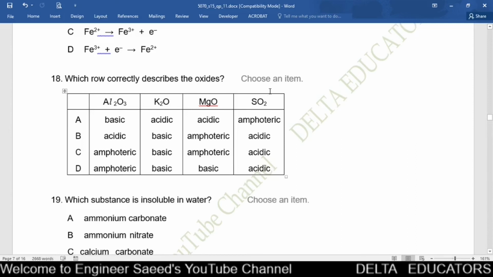Okay, we will also check the last oxide, sulfur dioxide. Sulfur is a non-metal and non-metallic oxides are acidic in nature, and acidic is given in option D. So correct option, option D. Aluminum oxide is amphoteric, potassium oxide is basic, magnesium oxide is basic, and sulfur dioxide is acidic in nature. So correct option, option D.